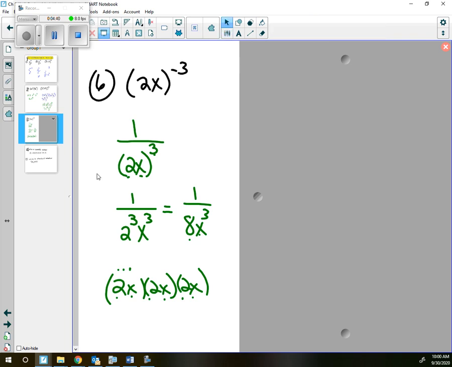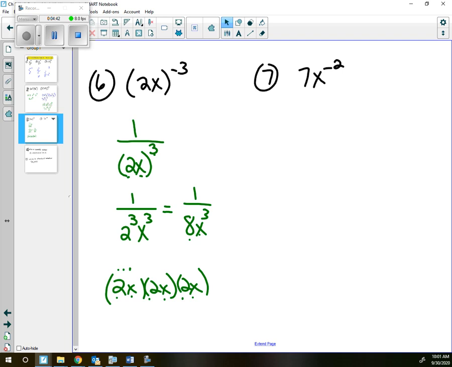All right, that being said, let's take a look at number 7. This can be tricky for people. There is a visual difference here, what's not like what we had in the last one: parentheses. Okay, what does that mean? That means really the only thing that's being raised to the negative 2 power is just the x. That 7 is not inside parentheses with it. It has its own exponent of 1.